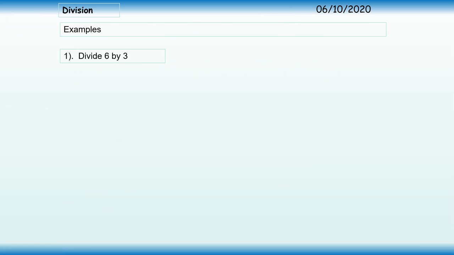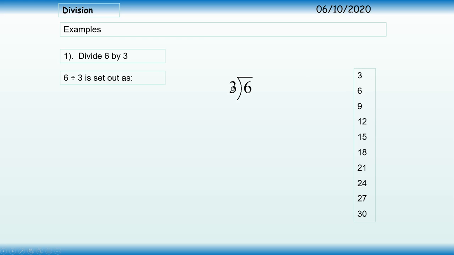So if I want to divide 6 by 3, who knows what the answer is? 2, good. Well, you can write it as divide 6 by 3 or 6 divided by 3, but we're going to use the bus stop here. And when we use the bus stop, we write our 3 times table on the side there so we can count. 3 goes into 6, 1, 2 times, so we write 2 there.